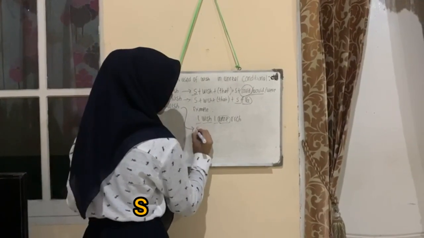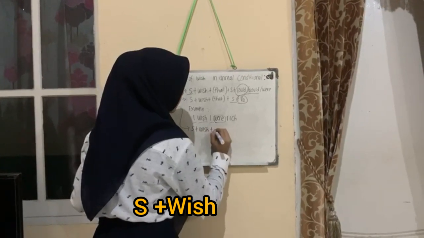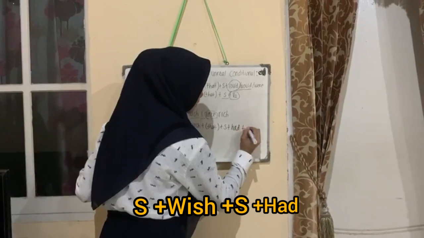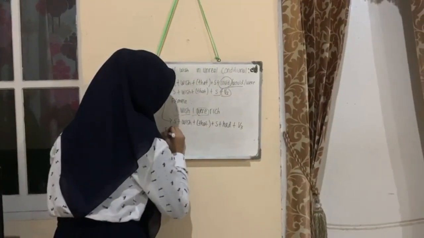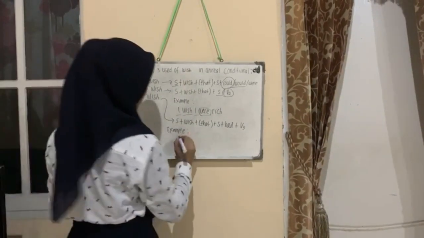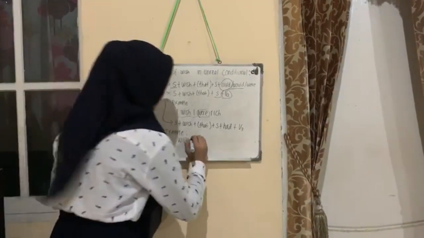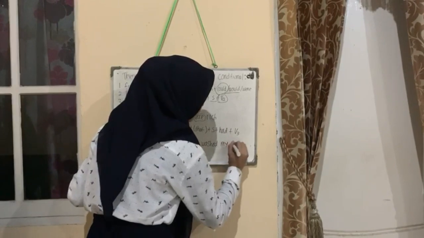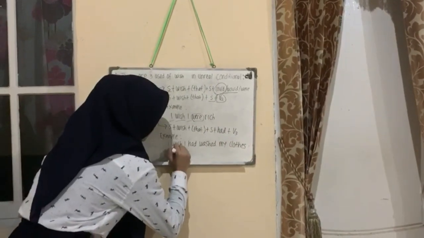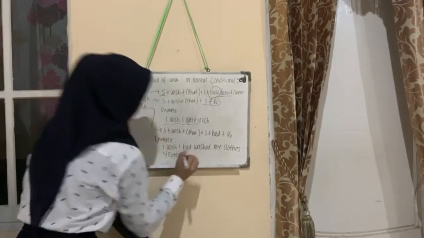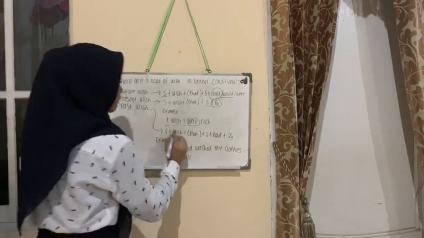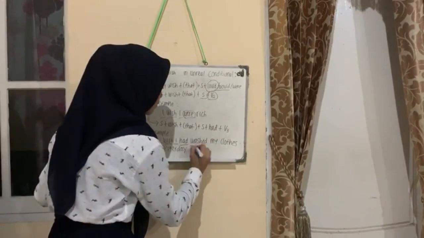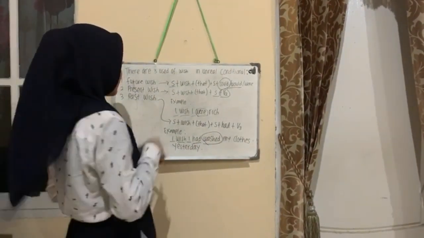Okay, the last is past wish. And the formula is subject plus wish plus that, which is optional, plus subject plus had plus verb 3. For example, I wish I had washed my clothes yesterday. This is subject I plus wish plus subject plus had plus verb 3. I think that's it. It's so easy, right?